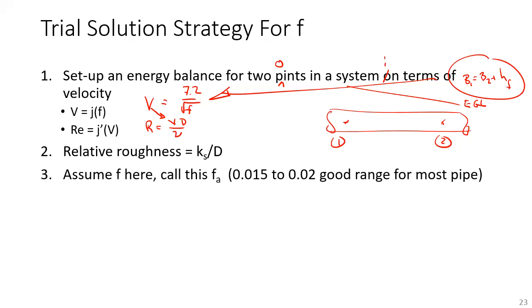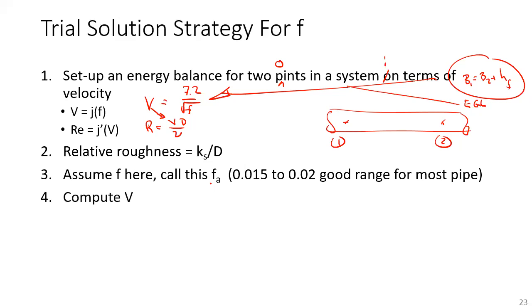What is a good range? For most pipe, 0.015 to 0.02 is a good guess. If it's brand new, really smooth, like plastic pipe, you could go as low as 0.012. If it's very old, corroded pipe, it could be as high as 0.05. Okay, so if you don't know, I would say start somewhere in the middle. And what happens is this actually, through trial and error, should only take 2 or 3 trials. It converges very quickly, as you will see, even if you guess it really poorly at the start.